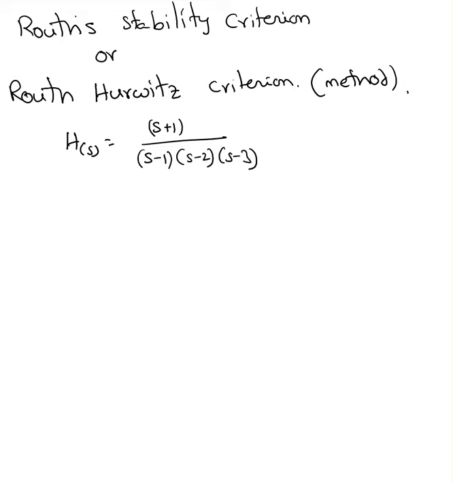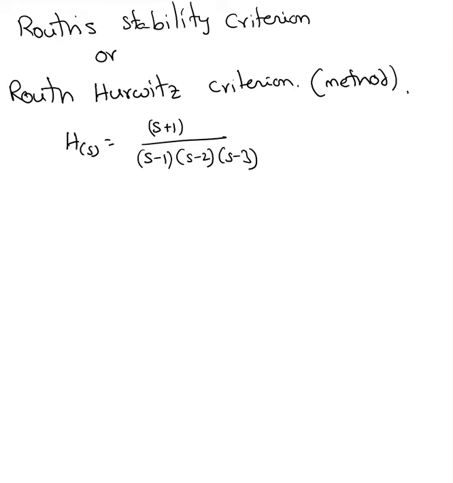In this video, I'm going to talk about a new topic called Routh Hurwitz Criterion or Routh Hurwitz method or Routh stability criteria. Everything is same. Routh and Hurwitz, they are two different scientists who proposed this method. So basically, by using this method, we can find out stability of a system. Actually, we can find whether that system is stable or not.